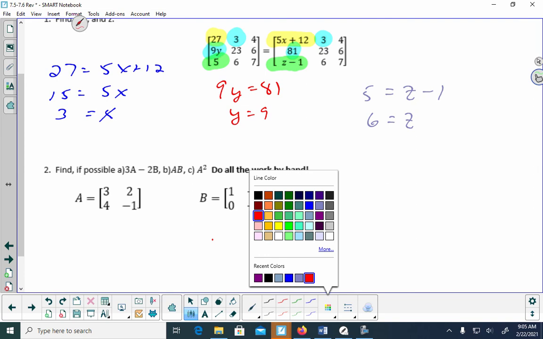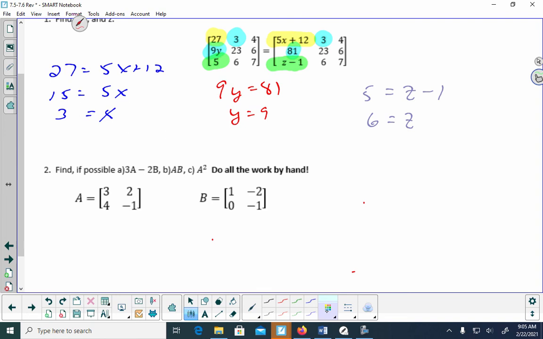The next one, it wants me to multiply. Well, first I'm going to add. So this is a 2 by 2, and this is a 2 by 2. Since they're exactly the same dimensions, I can add them. So 3a is going to be, just multiplying this all by 3, 9, 6, 12, and negative 3.